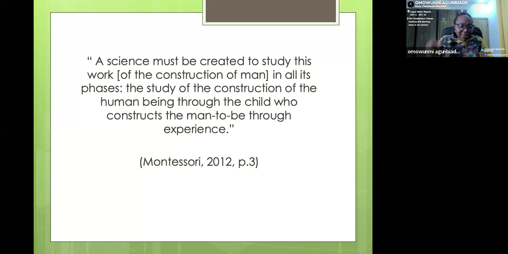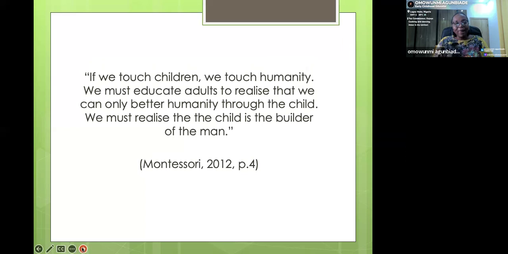So this period of infancy is undoubtedly the richest stage. It is the richest stage of development. The waste of this period, they say, can never be compensated. Even if it will be compensated, it will be a lot of wahala. So we can't joke with this stage. I hope I'm stirring us up. If we touch children, we touch humanity.